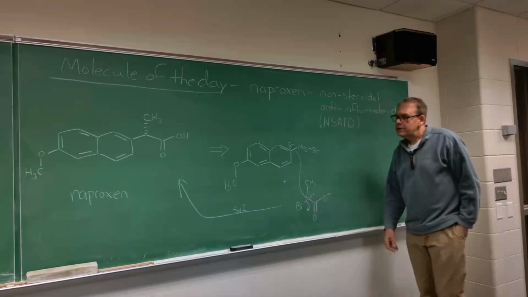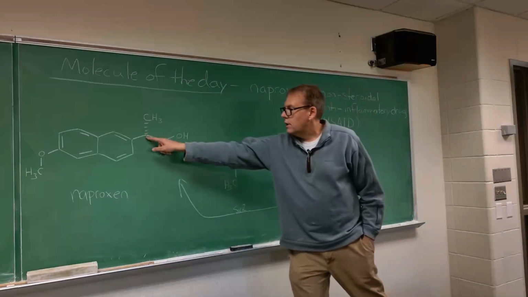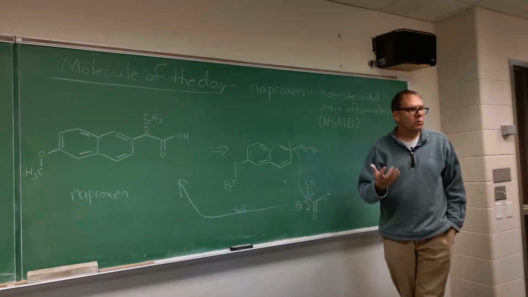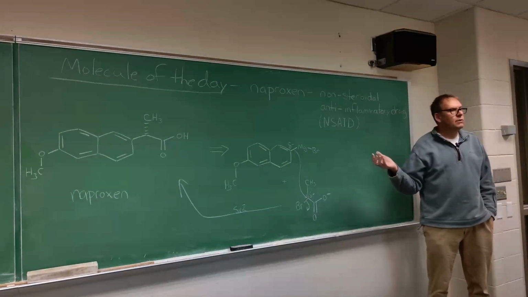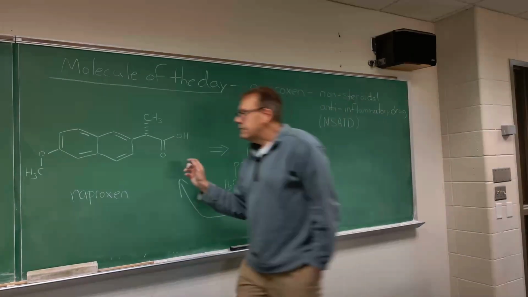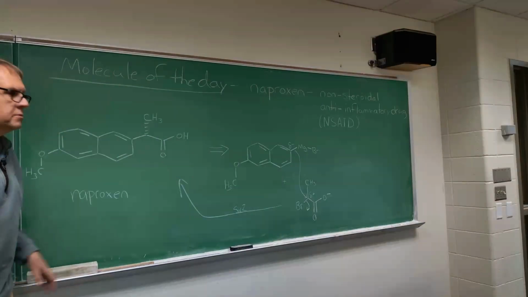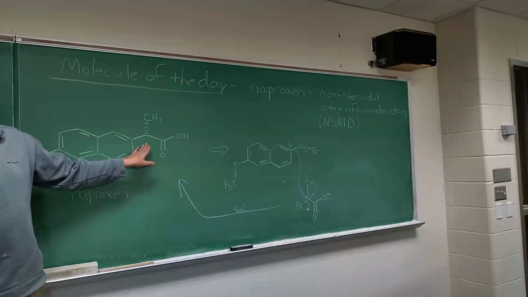It doesn't immediately give you this, because you'll notice there's a stereogenic center here, and you get a mixture of both. So once you do that Grignard reaction, you have to do something called a resolution step, because this naproxen is one that is not safe to take as a mixture of enantiomers. Only the S stereoisomer is safe to use and effective.